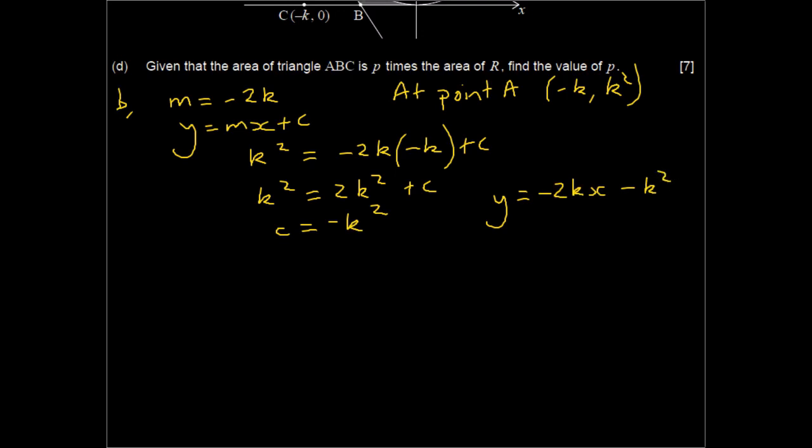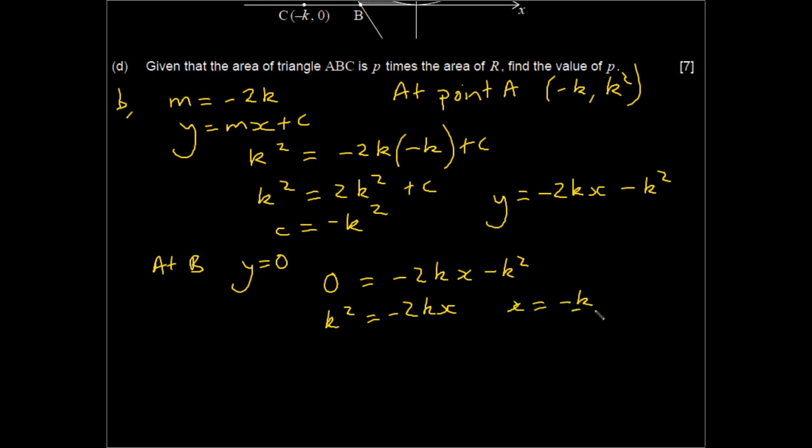Then I know at B, y is equal to 0. So I can substitute 0 into that. I can say 0 is equal to minus 2kx minus k squared, and then work out what x is. So I would have k squared is equal to minus 2kx, cancel out a k, and I would then get x is equal to minus k over 2. So at B, x is equal to minus k over 2. So B is equal to minus k over 2, 0.